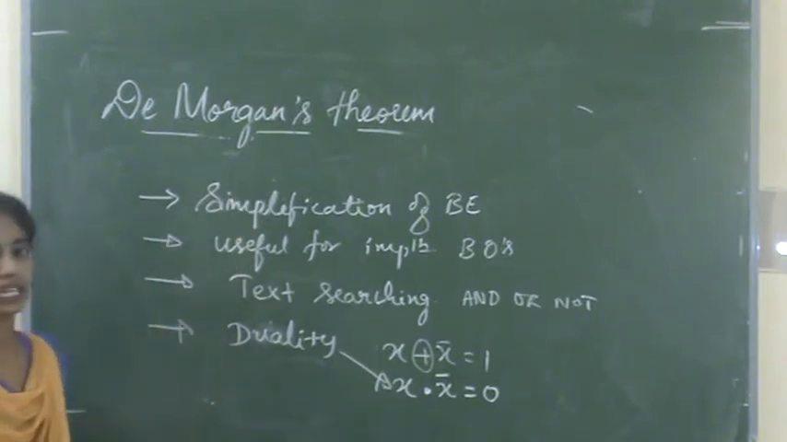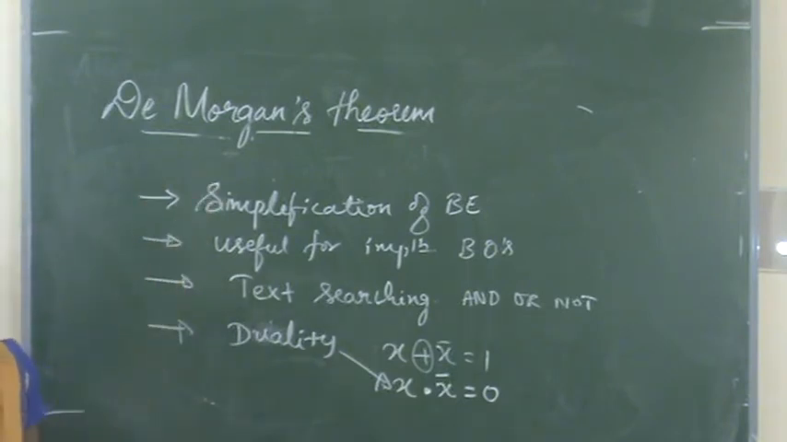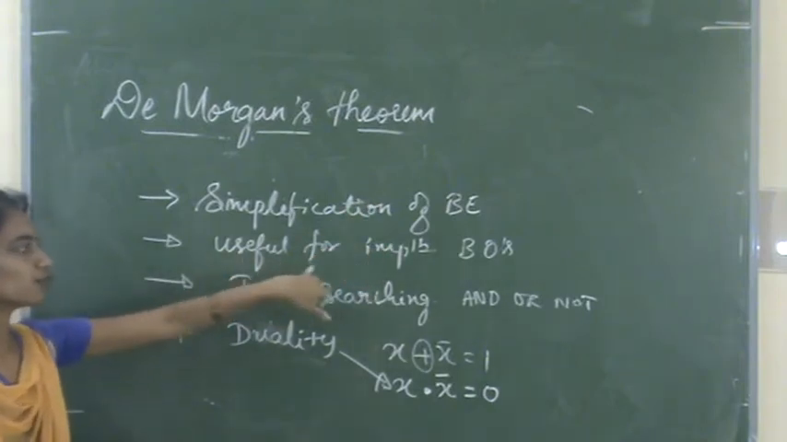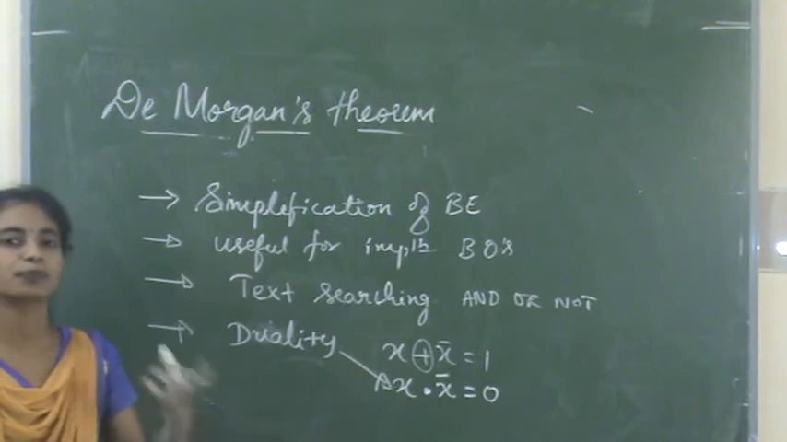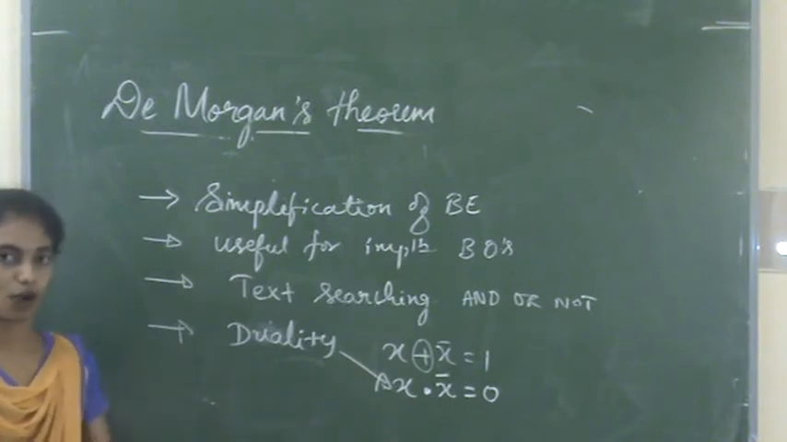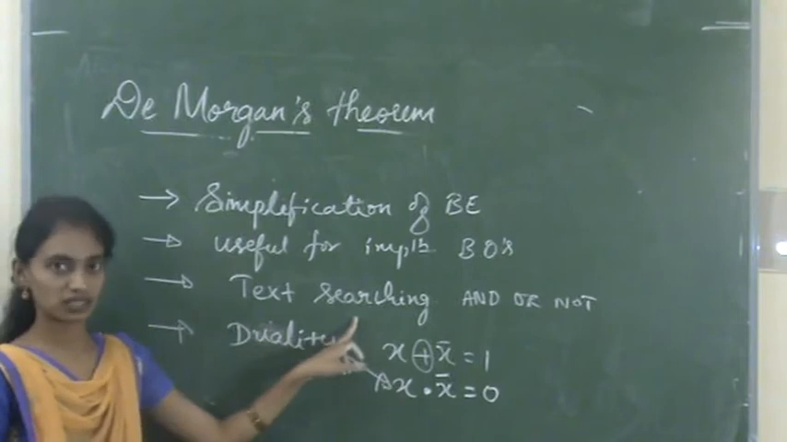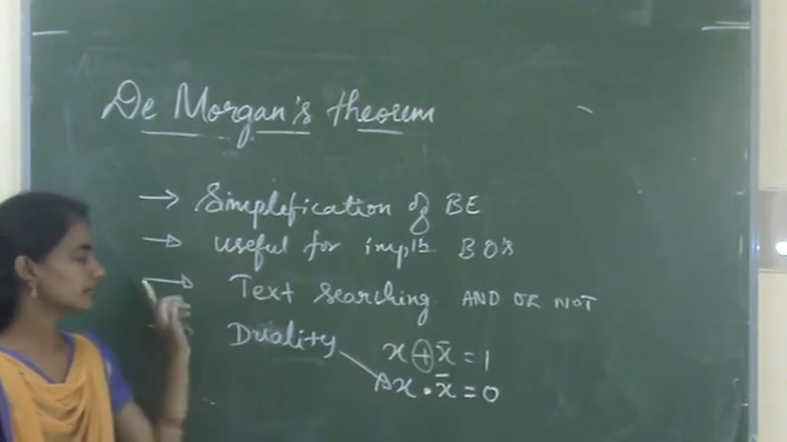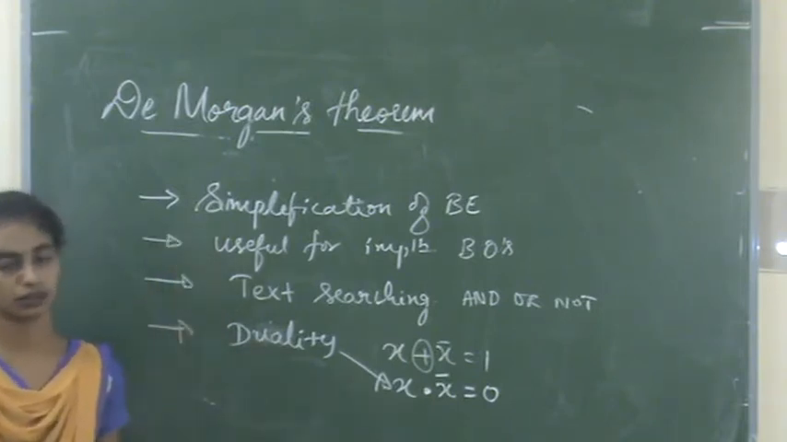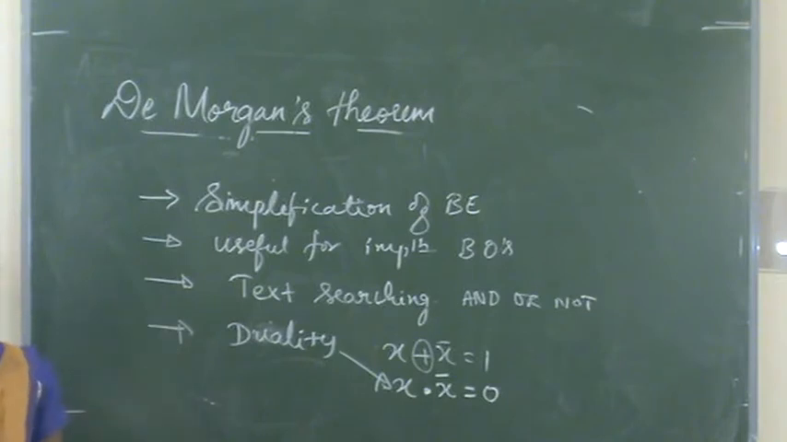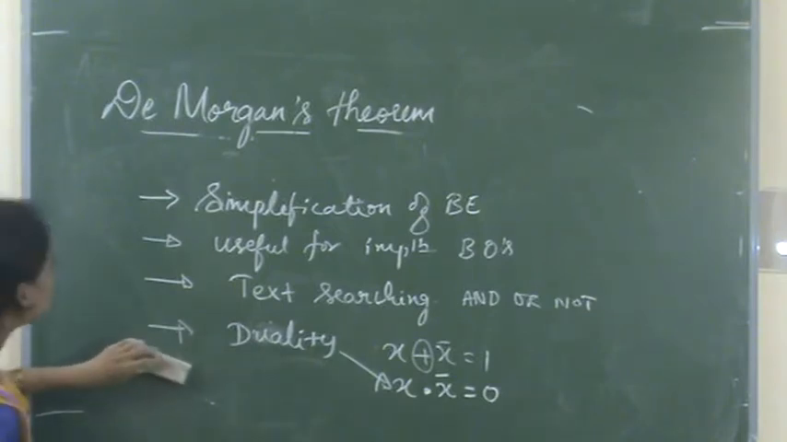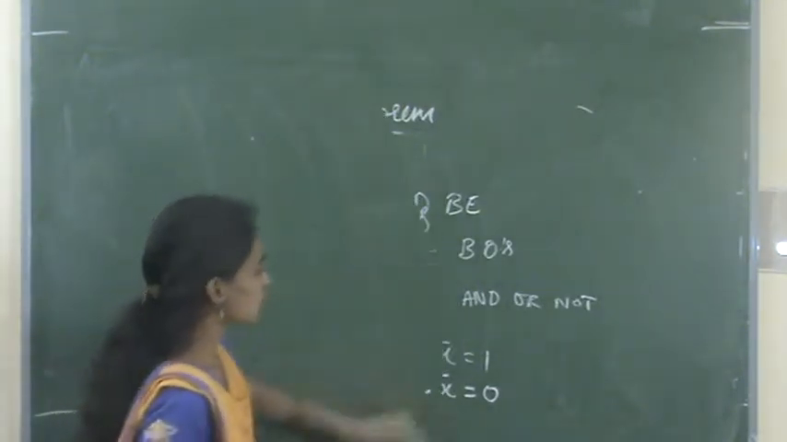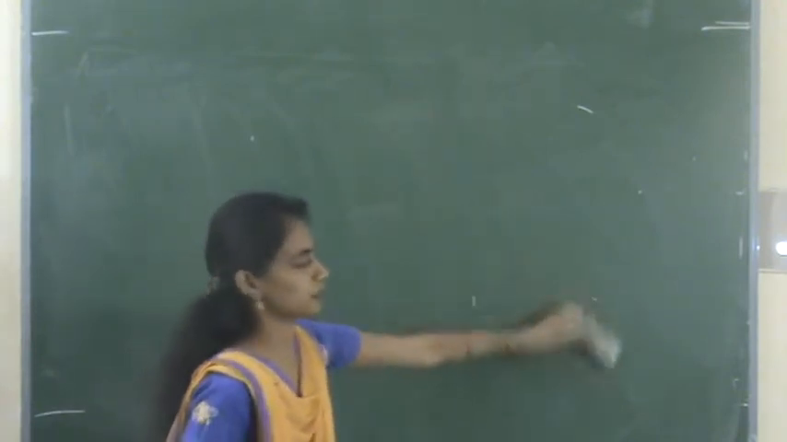So these are the applications of De Morgan's theorem. One is simplification of the Boolean expression, and it is useful for implementing the basic gates as alternative gates or alternative operations. It is used in text searching with the help of AND, OR, NOT operations, and it is an example for duality. So with the help of this De Morgan's theorem, we can solve the Boolean expressions, right?